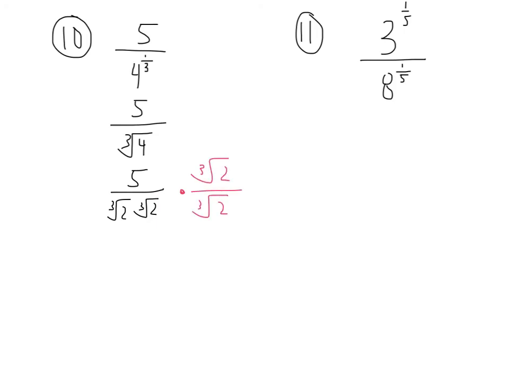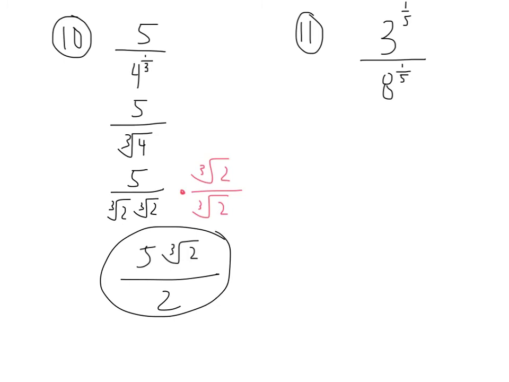Right? And so on the top, I would have 5 times the cube root of 2. On the bottom, cube root of 2 times cube root of 2 times cube root of 2, that's just 2. Okay? That's what we want. We want to have an expression that does not have a radical on the bottom. So we've got 5 times cube root of 2 over 2.